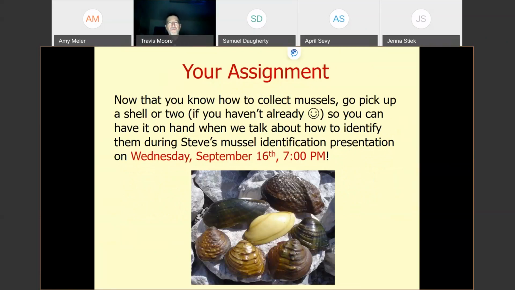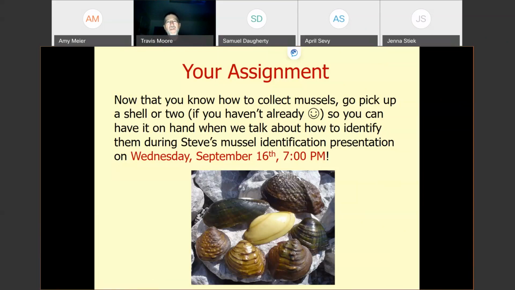Okay, presentation's almost over. So this is the point where I'm going to give you your assignment. Steve is going to be back and doing a presentation on September 16th on mussel diversity and how to identify the mussel shells that you find. Normally, when we do this workshop, we're all in the same room and we bring lots of shells for you to look at and try to identify. It'll be a little harder to do here. So what we want you to do is, if you don't have some native mussel shell already laying around home, go out to a local stream near you, find some freshwater mussel shells, some native stuff, and collect a couple of them and clean them up, hang on to them for Steve's presentation on the 16th.